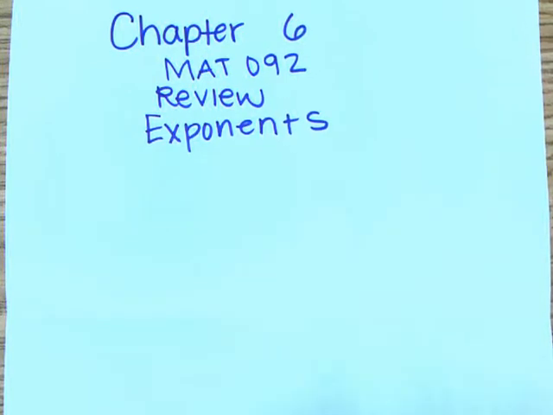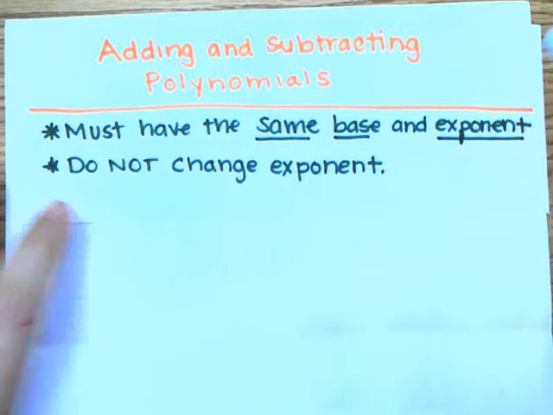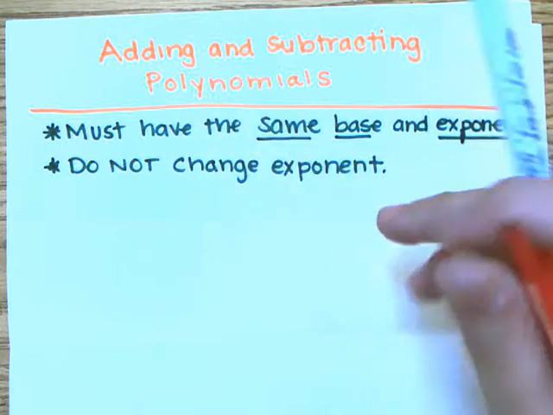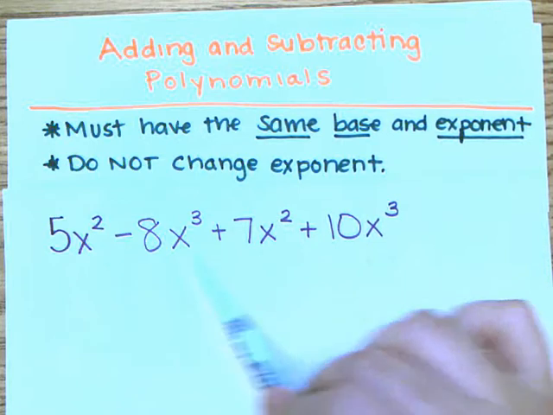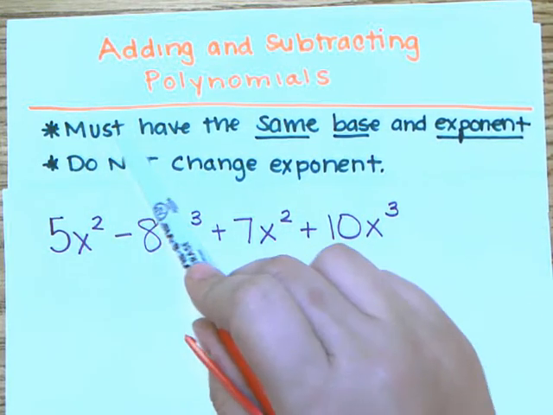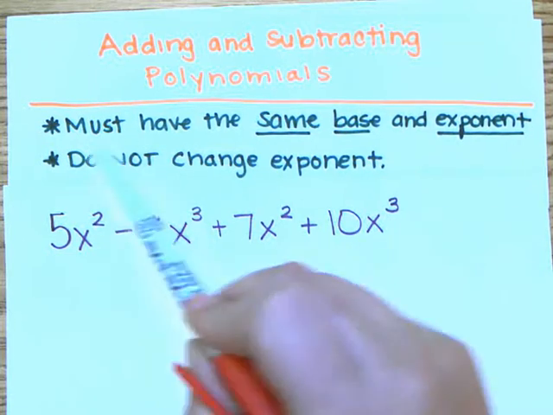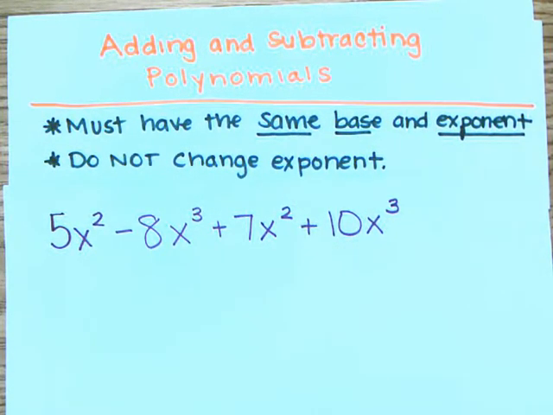This video is over Chapter 6, Exponents. So our first exponent rule is when you are adding and subtracting polynomials. For example, when we are adding and subtracting polynomials, they must have the same base and exponent. And if they do, we do not change the exponent, but we are going to combine the like terms.